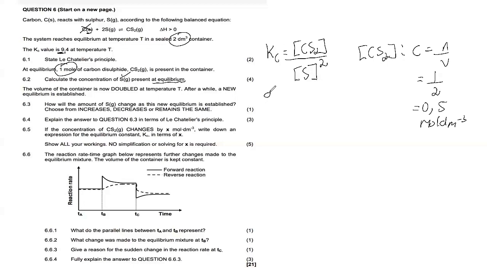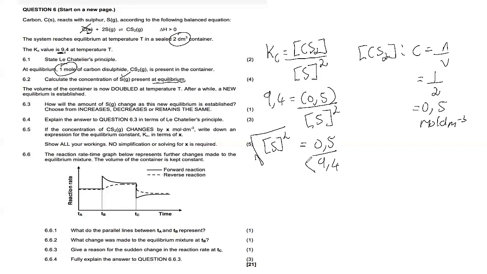We substitute our Kc value, that's 9.4, and then substitute the value that we just calculated for our carbon disulfide, and then we'll be left with finding the concentration for the sulfur gas. So all we need to do here is cross multiply, and then we'll have 0.5 divided by 9.4. Remember, we have sulfur squared. So to find the concentration of sulfur, we just need to square root both sides. And if you punch all that into your calculator, you get 0.23 mol per dm³.